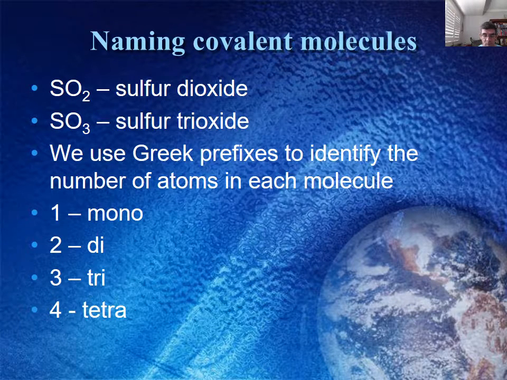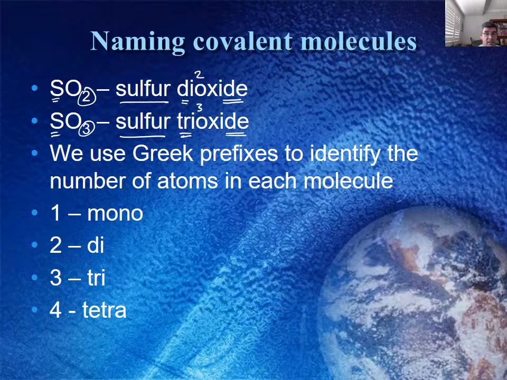You're probably already aware that the first element is always named in full. So just as we did with, say, magnesium oxide, we would call this sulfur oxide. The oxygen changes to the "ide" ending, but this time we have to have some understanding of the difference between the 2 and the 3. So these are prefixes that we use in order to indicate how many oxygens there are. Di meaning 2 and tri meaning 3.